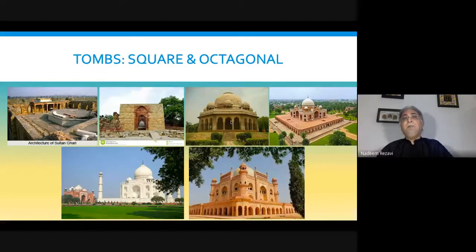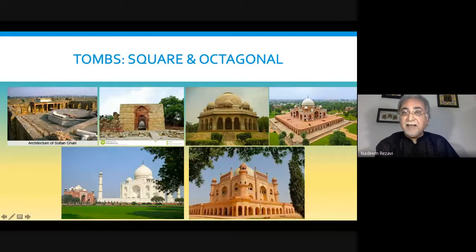And from the period of the Mughals, this octagonal tomb became the preferred style. I will come to what the actual ground plan of this was, but this was the first monumental structure. ये सब बहुत छोटे-छोटे structures हैं. The monumentality to architecture was given under the Mughals.